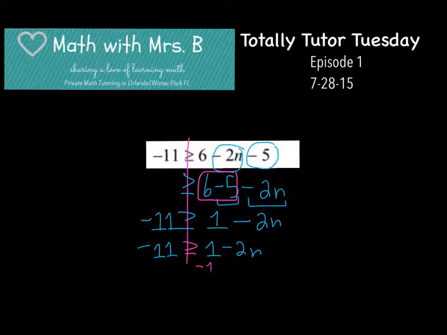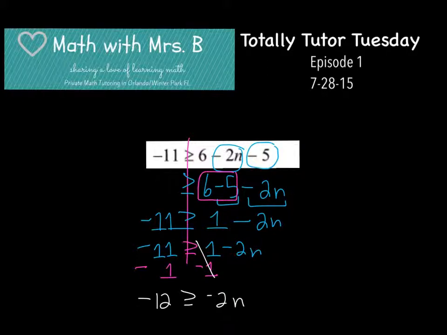Let's delete it, and the way to delete that 1 is by subtracting that 1. And we're going to subtract that 1 on both sides. What happens here is that we end up with 1 minus 1, and that cancels off. And on the left side, I've got negative 11 minus 1, which becomes negative 12. And that is greater than or equal to negative 2n. Oh boy. And why is it negative 12? Well, if you're down 11 and then you take 1 away, you're down 12.